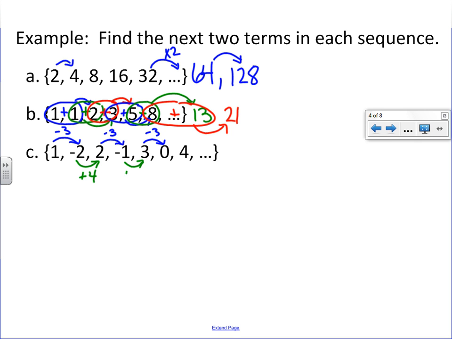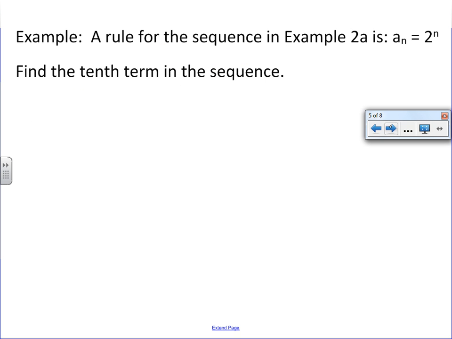Well, negative 1 plus 4 will get me 3. And 0 plus 4 will get me 4. So then I have to take 4 minus 3 to get me my next one. So 4 minus 3 is 1. And then I have to take 1 plus 4 to get my next one, which will be 5. Okay, so there we have found the next two terms of each of those sequences.